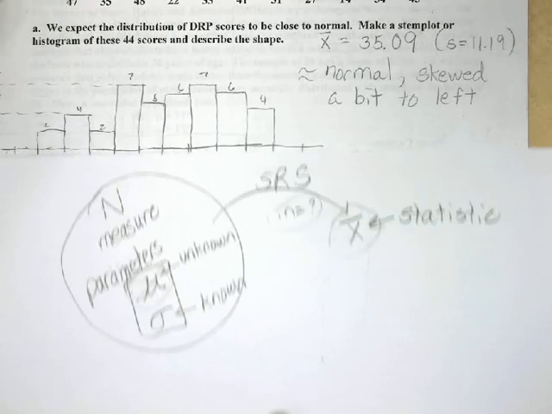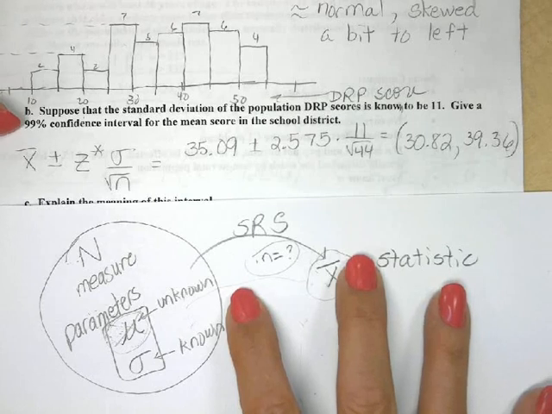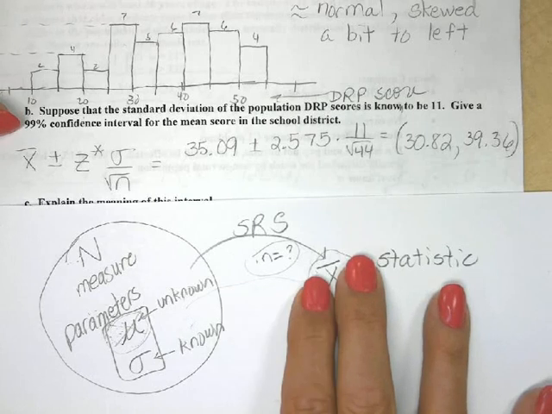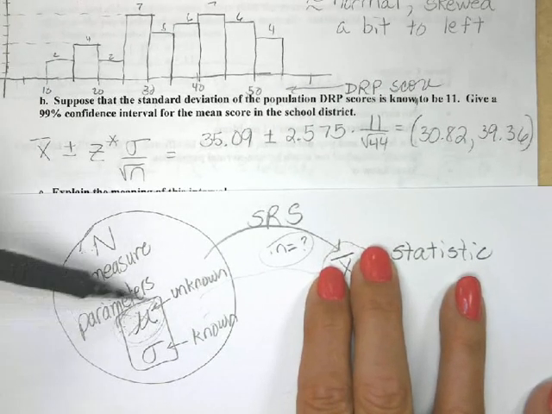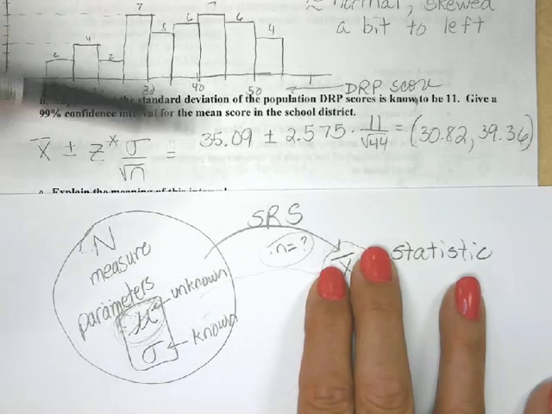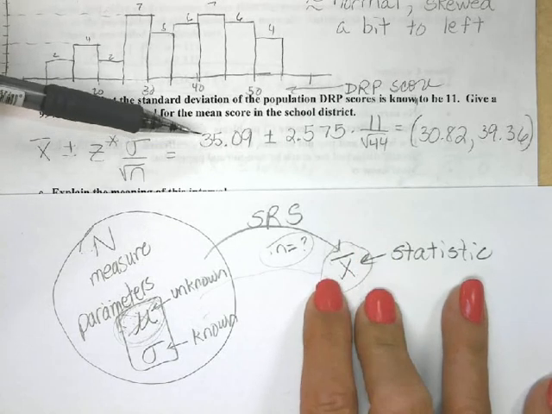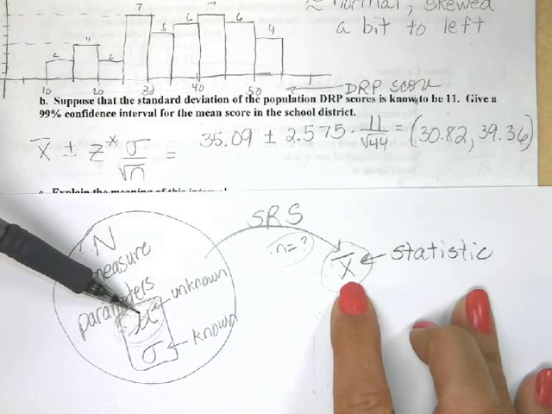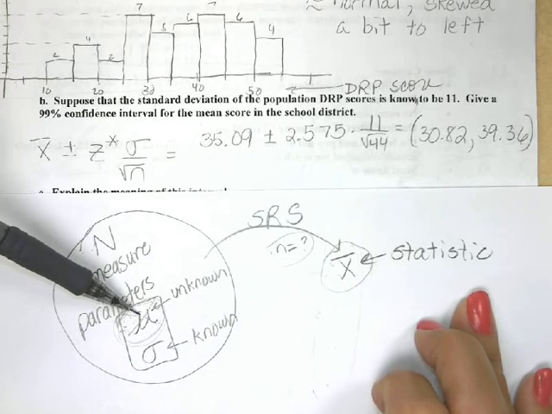So now we're going to calculate something called a 99% confidence interval for the mean score for the school district. Basically, we're trying to get an interval estimate for what this value is. We already know a point estimate: our sample of 44 yielded 35.09. We really don't think that this sample x bar is exactly this value. When you take more samples of size 44, you're going to get variability, and it's very unlikely that I happen to get a sample that is exactly the same as this population mean.